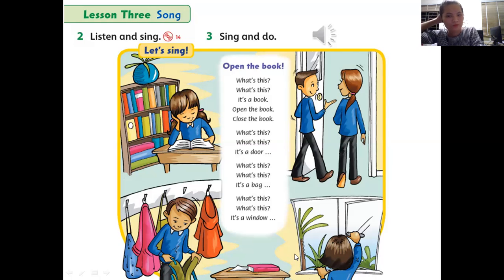What's this? What's this? It's a book. Open the book. Close the book. What's this? What's this? It's a door. Open the door. It's a bag. Open the bag. Close the bag. What's this? What's this?